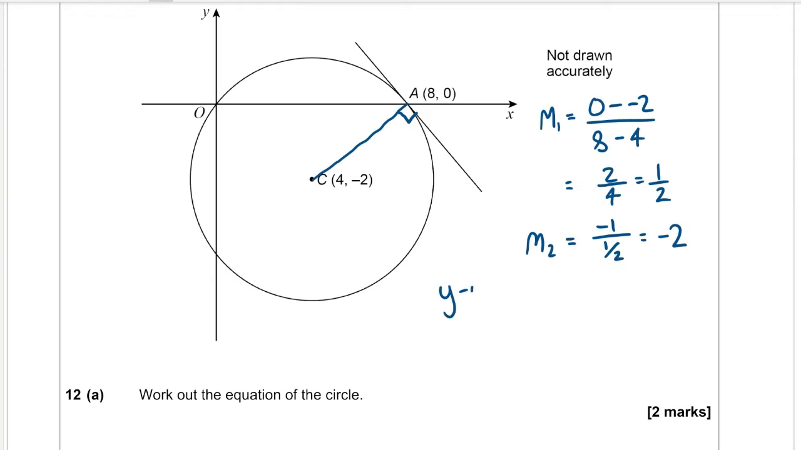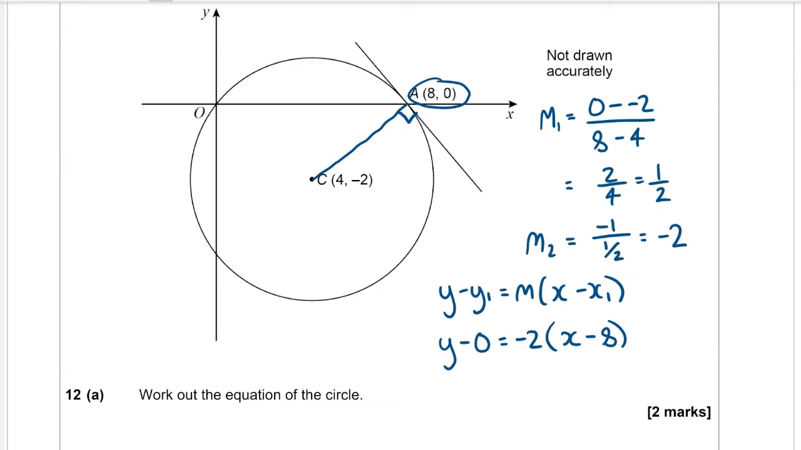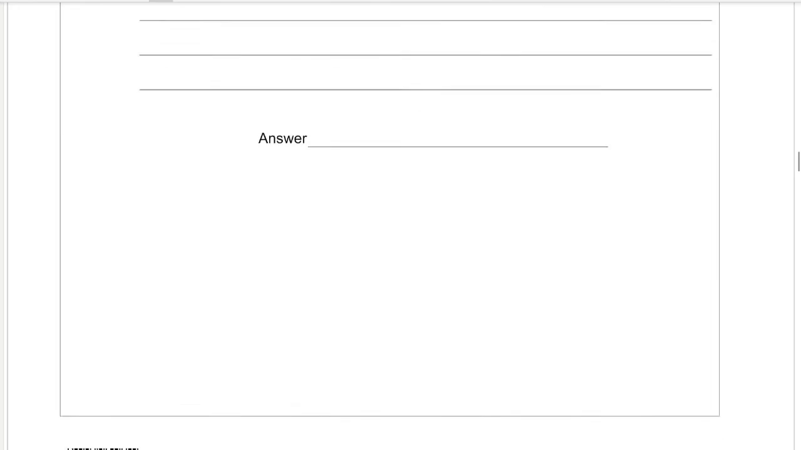I'm going to use my equation for a straight line, which is y minus y1 is equal to m(x minus x1). So I need a point. I'm going to choose this point because it's got a 0 in it, which makes it easier. So I get y minus the y value of that point, which is 0. m is minus 2, the gradient. And x minus the x coordinate, which is 8. And multiplying out those brackets, I get y equals minus 2x plus 16. And that is the equation of the tangent.